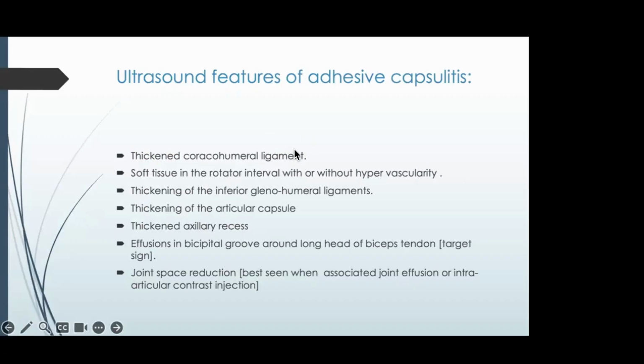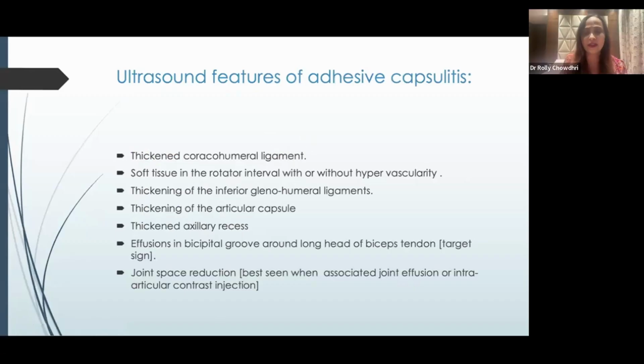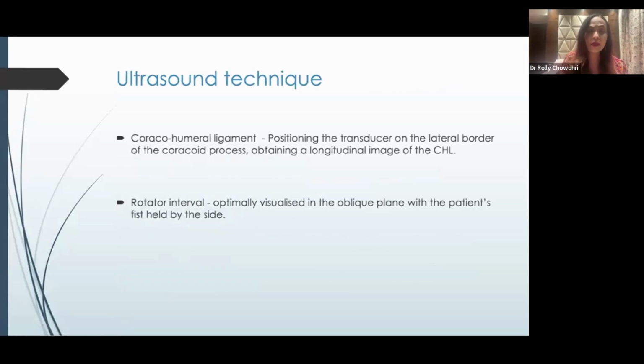So first, one of the most important and very specific signs is a thickened coracohumeral ligament. Second is increased soft tissue or thickening of the soft tissue in the rotator interval, with or without neoangiogenesis or hypervascularity on power Doppler ultrasound. Then there is thickening of the inferior glenohumeral ligament and a thickened axillary pouch. Effusion in the bicipital groove surrounding the long head is also a sign, known as the target sign. There can be joint space reduction. Then there is dynamic assessment.